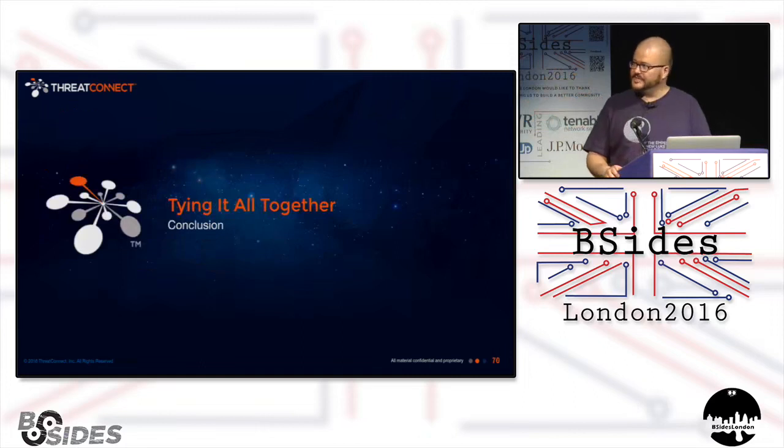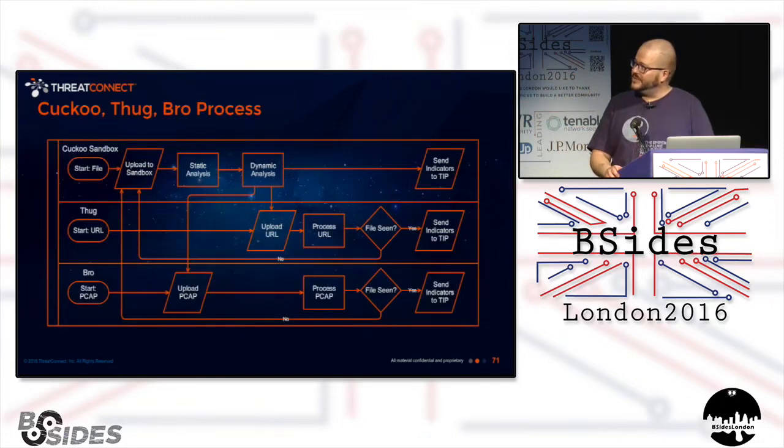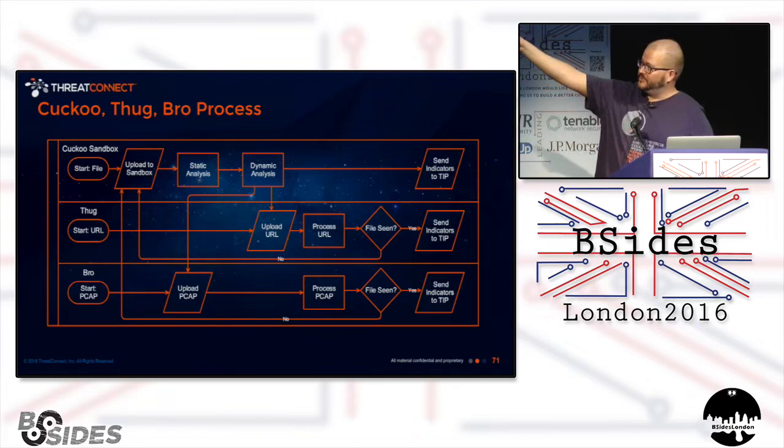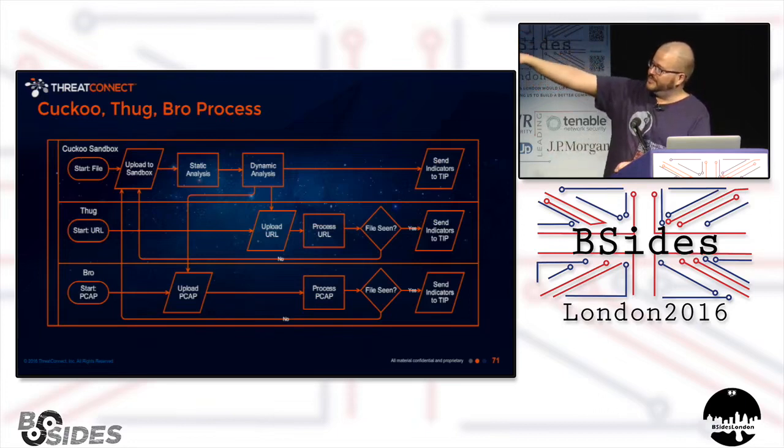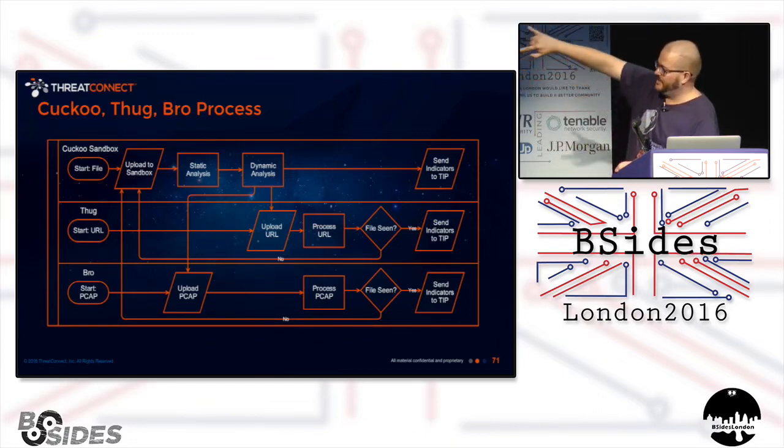So I want to tie all of this together. I hope this is not too much spaghetti to look at, but I'll explain it here. You start with a file. You upload the file to Cuckoo Sandbox. It performs static analysis, then dynamic analysis. At this point, you want to upload the output from Cuckoo to a threat intelligence platform. And then if it collects a URL or PCAP, you want to send those to Thug and Bro: you send a URL to Thug, send the PCAP to Bro, and then start their analysis process.